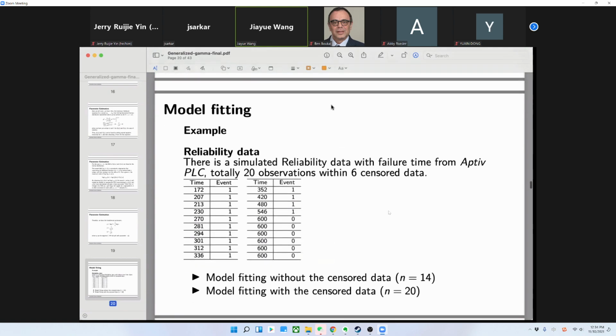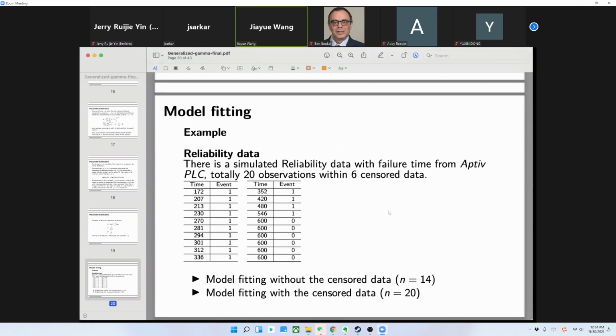And then after introducing the two methods of estimation, we did some examples for model fitting. The first example is for simulated reliability data with failure times from active PLC. In here, in total, we have 20 observations with 6 censored data. And we did the model fitting without the censored data and with the censored data.